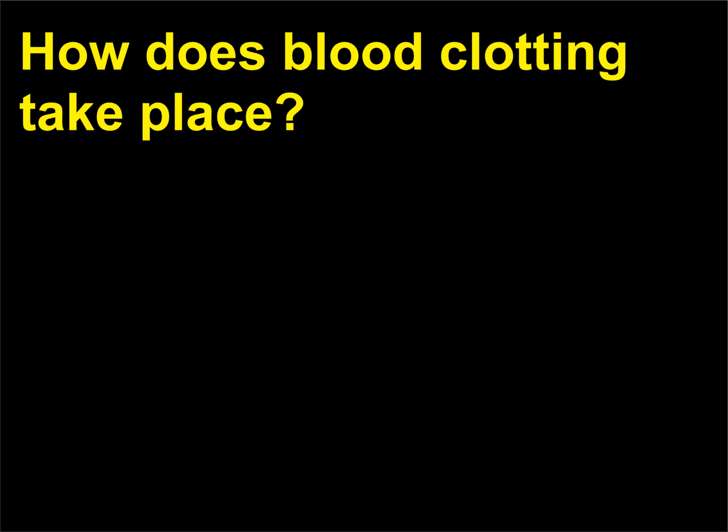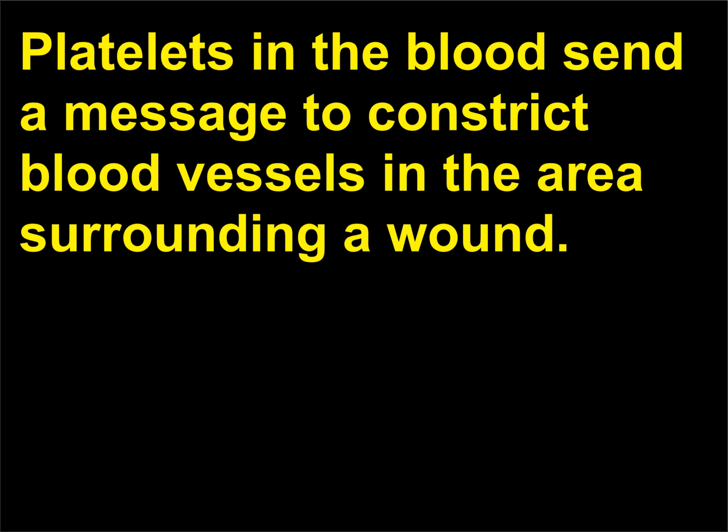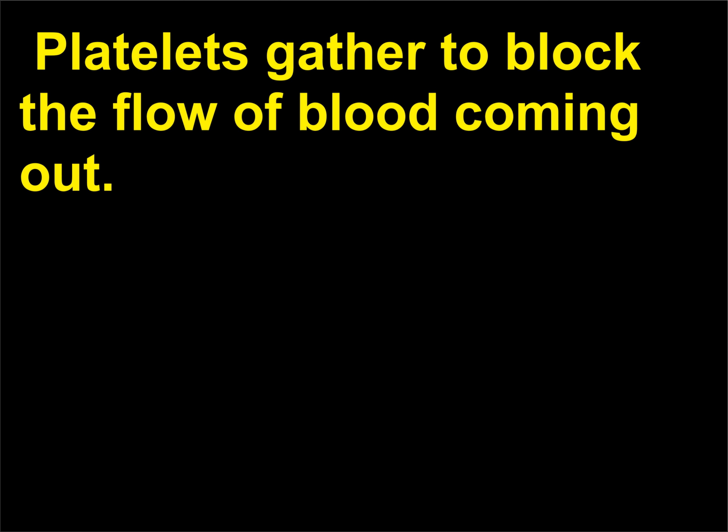How does blood clotting take place? Platelets in the blood send a message to constrict blood vessels in the area surrounding a wound. Platelets gather to block the flow of blood coming out.